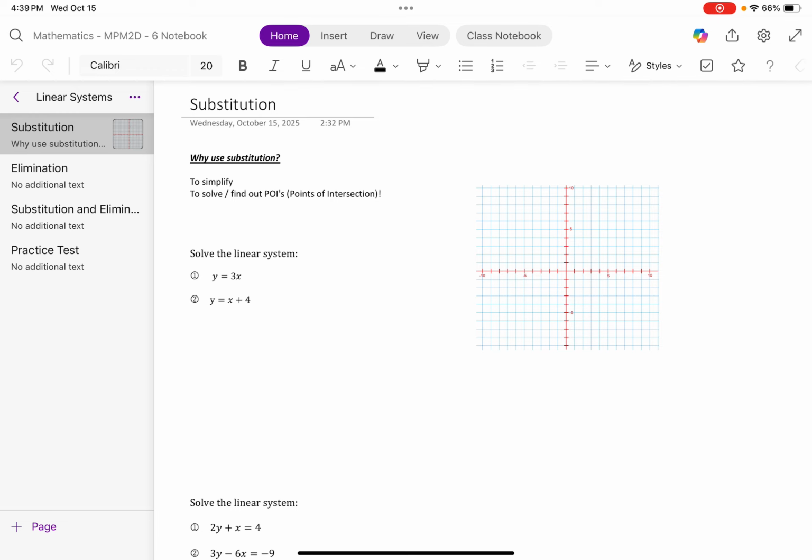So substitution's a pretty cool method that you can use to help you simplify, to reduce the number of variables in multiple equations and then be able to actually solve, which is what we'll use it for here, to solve and to find out what are the points of intersection in a linear system.